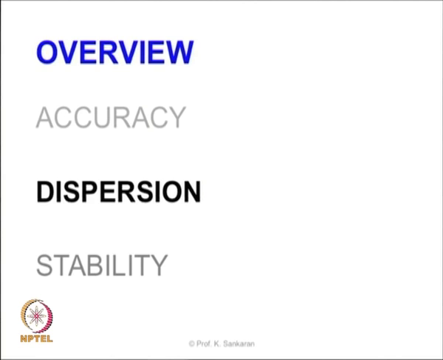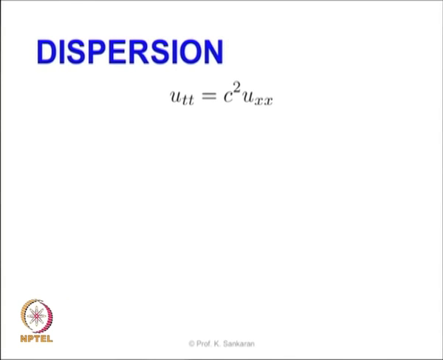So we will now study what is the meaning of dispersion and how it impacts our numerical accuracy or numerical result. Take the simple equation. This is a second order equation, and as you can see, it could be reduced to a time varying second order equation with the second order spatial derivative here, and of course there is some constant sitting on the right hand side.